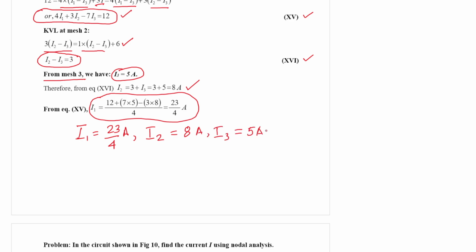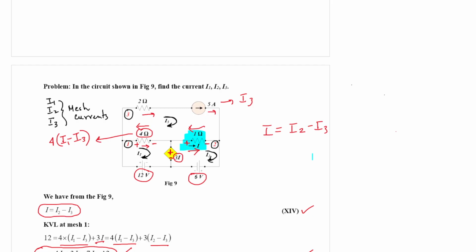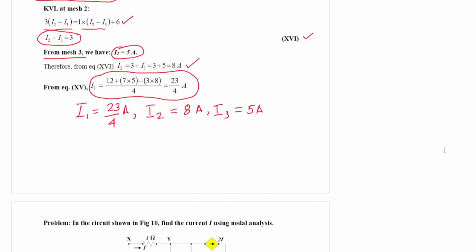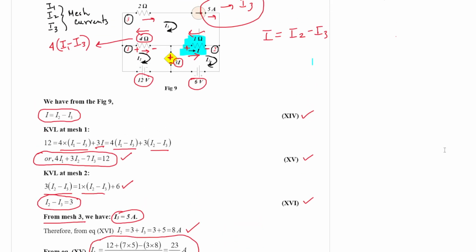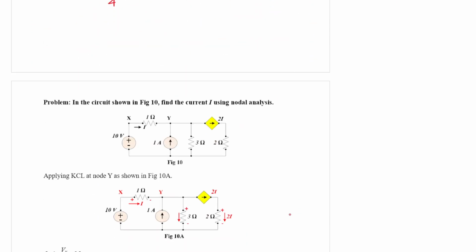Luckily, to solve this problem, we need not use Cramer's rule that we have already discussed in the previous module. Due to the fact that I3 is equal to 5 ampere, the problem is solved quite easily. Okay, this is mesh analysis. By mesh analysis, we write down 2 or 3 equations, then we solve one by one, and we reach our solution. Let us proceed to our next problem.